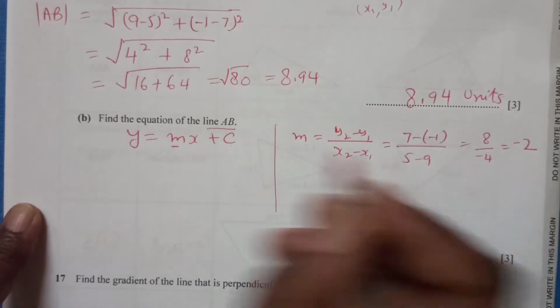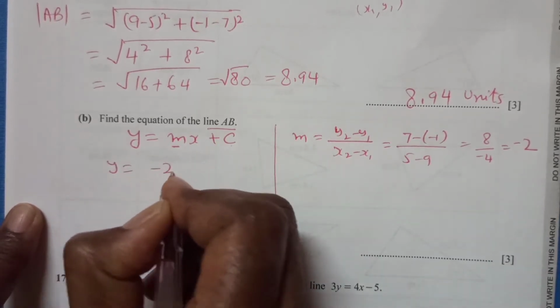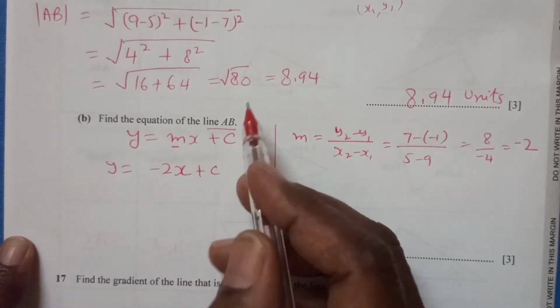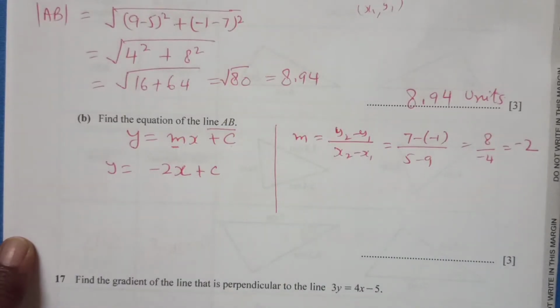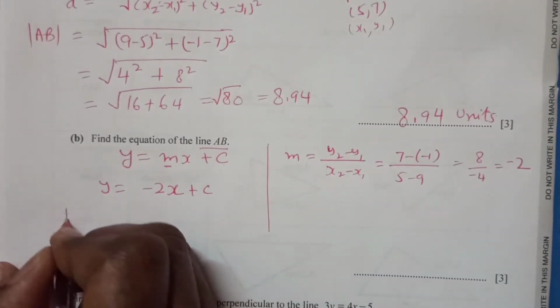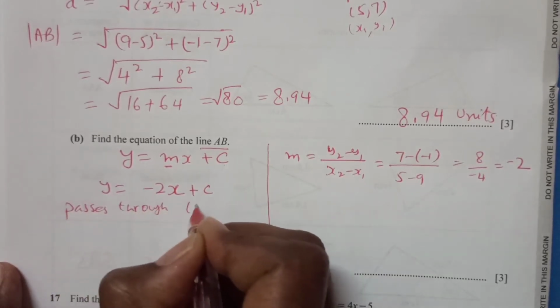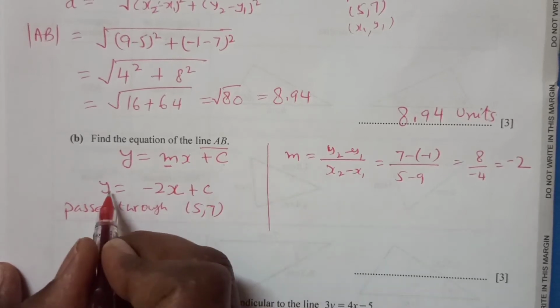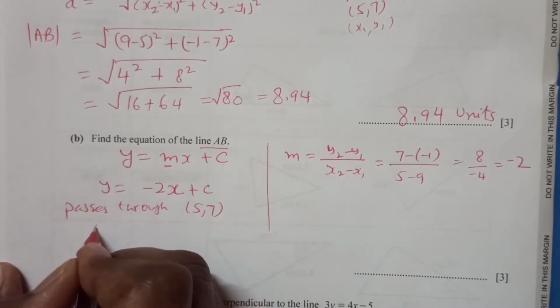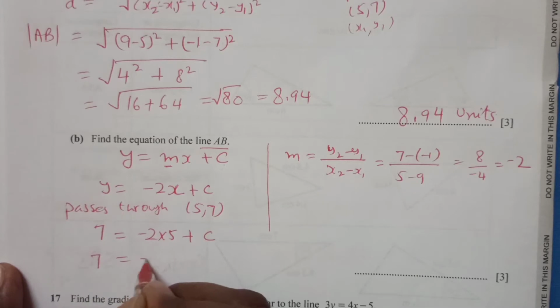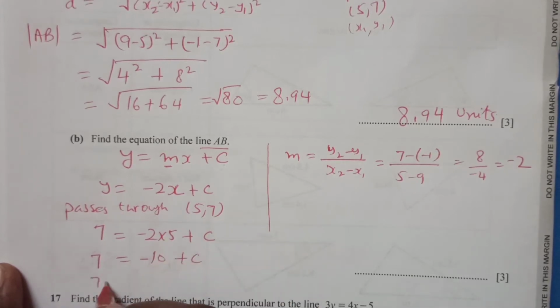Now we can substitute this value of m here. y is minus 2x plus c. Now we don't have c, but this line passes through these two points, 5, 7 and 9, minus 1. So we can choose any of them. So this line passes through 5 and 7, so we will substitute here. y is 7, minus 2 times 5 plus c. So 7 equals minus 10 plus c. So 7 plus 10, c is 17, right? So we got c now.